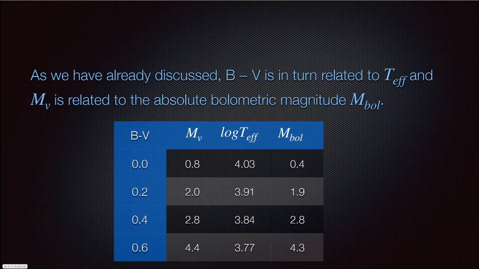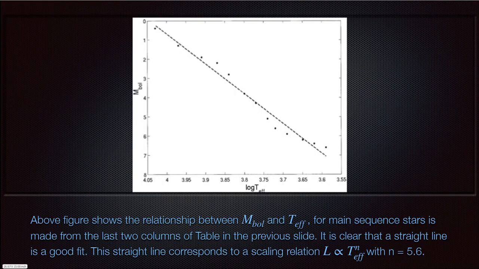This table shows how these various quantities are related for stars lying on a main sequence. Next slide. Now this figure shows us the relationship between bolometric magnitude and effective temperature for main sequence stars. We have calculated this graph from the last two columns of the previous table.